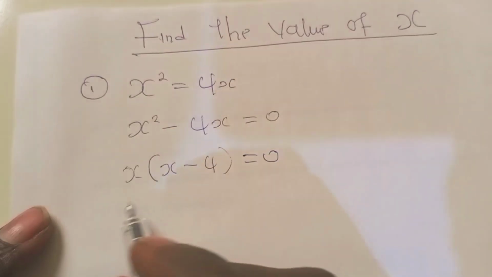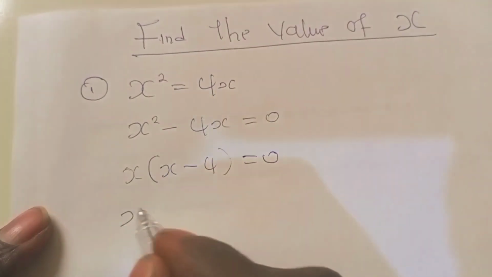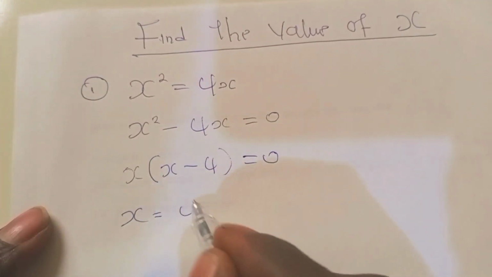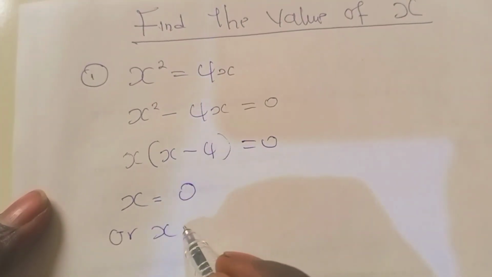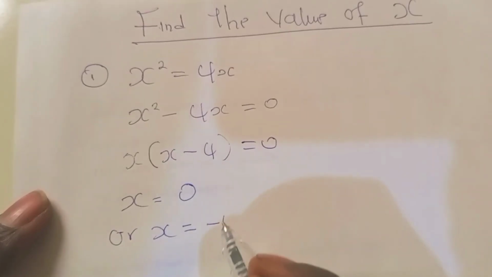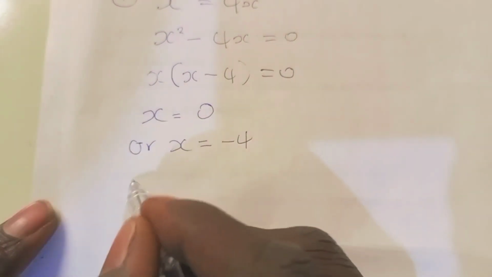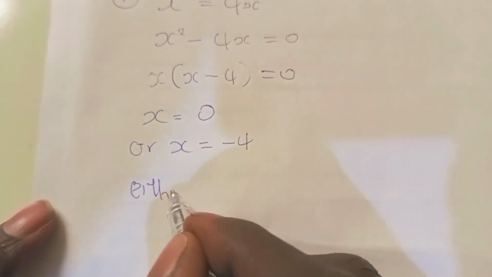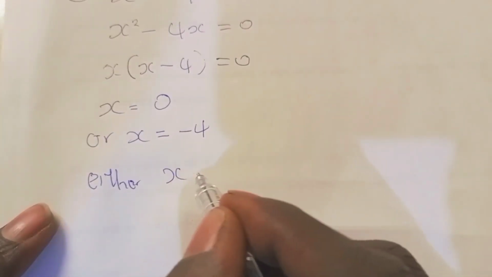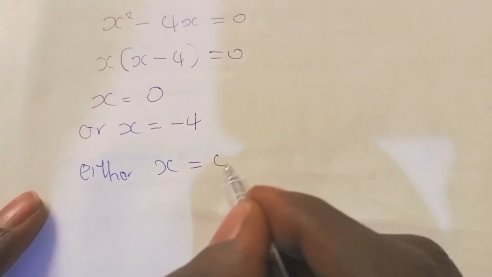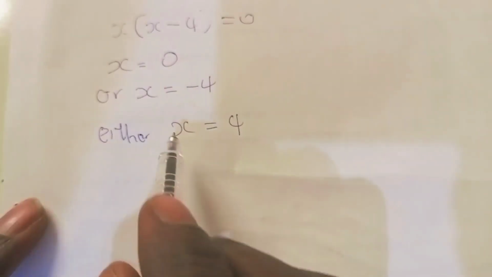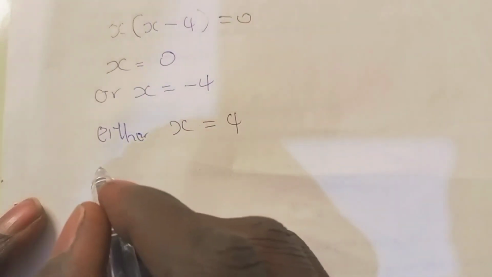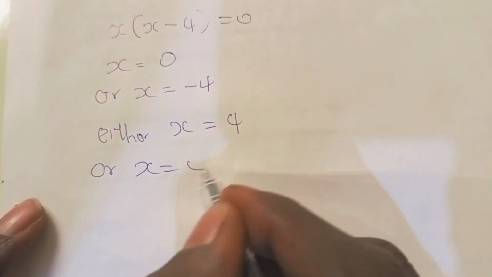So x is equal to 0 or x is equal to negative 4. From here, either x is equal to 4, if you move the negative, it crosses the equality sign. x is equal to 4 or x is equal to 0.